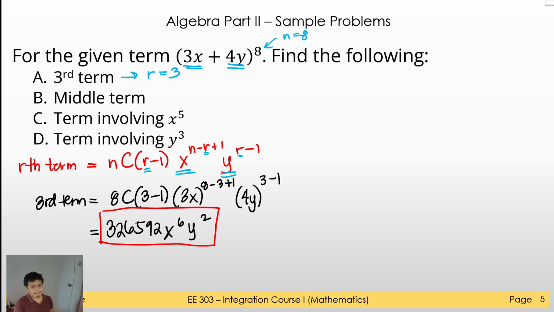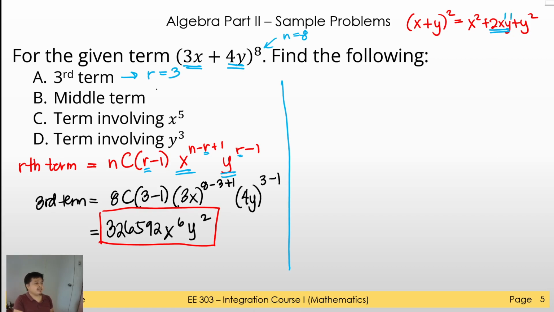Okay? So for letter B, we want to find the middle term. Just to give you a clue, how do we find the middle term? Let's say we have a simple square of a binomial. If we expand this, we have x squared plus 2xy plus y squared. So what can you observe here? The middle term will have the same exponent for these two variables, so this will be 1 and 1.